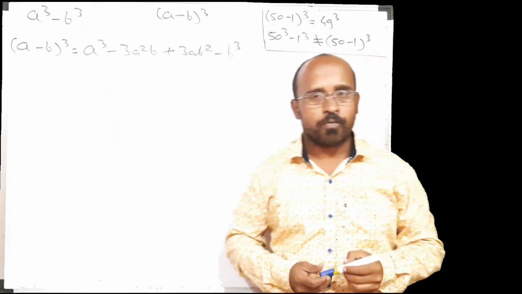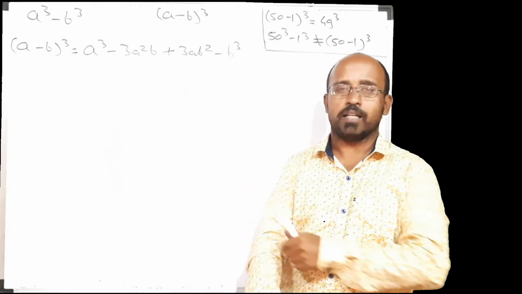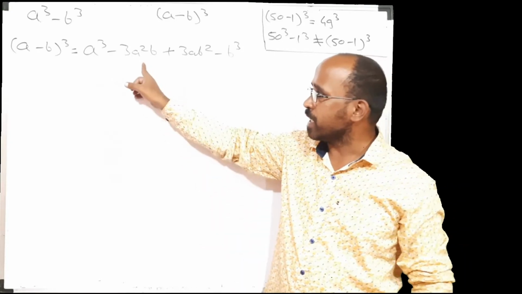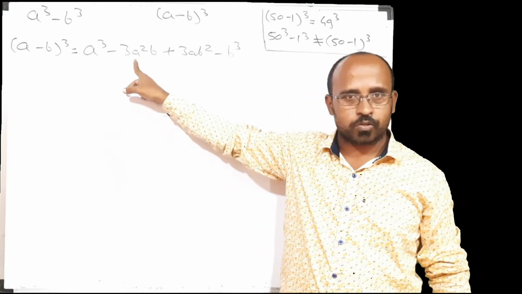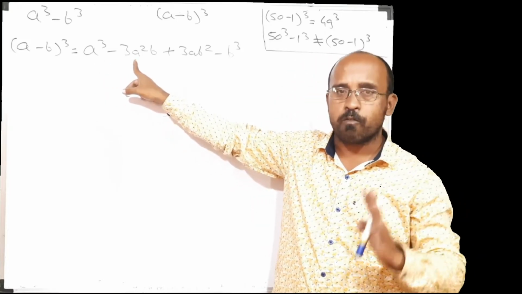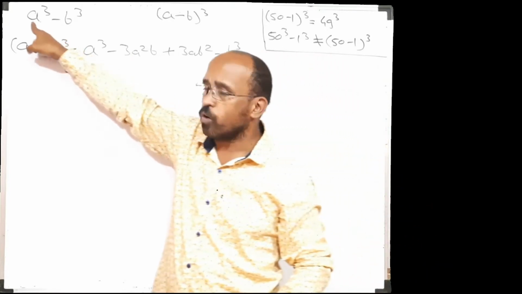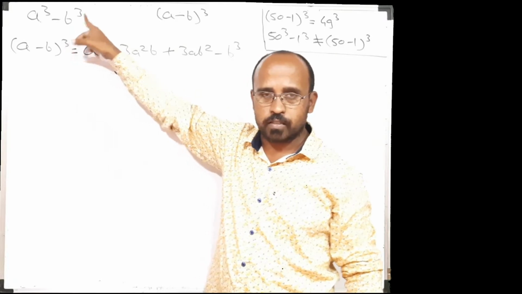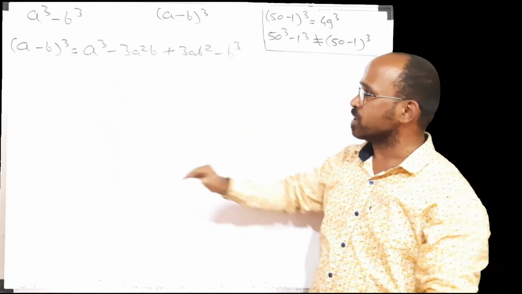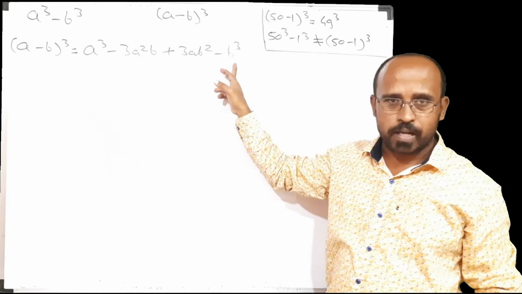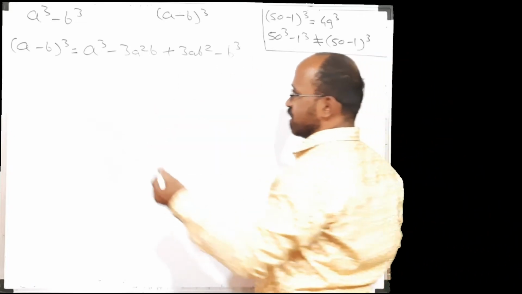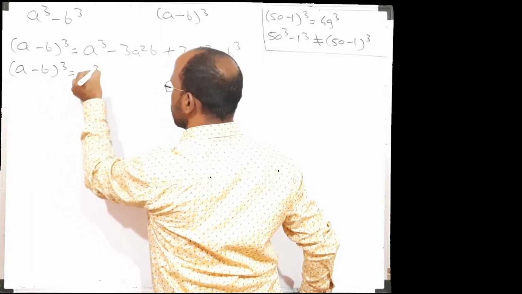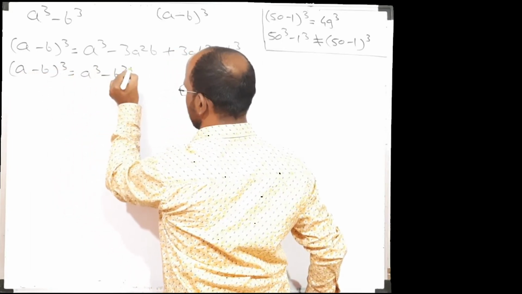Clear? We are doing factorization, and the technique of finding factorization is to take common between two terms. So here we can take common between a cube and minus 3a square b, but we will not. Why? Because this a cube we want in our final answer, as well as this minus b cube also we want in the final answer. So we will not make any kind of changes between this a cube and minus b cube. So let's write them as it is. So (a minus b) cube is equal to a cube minus b cube as it is.